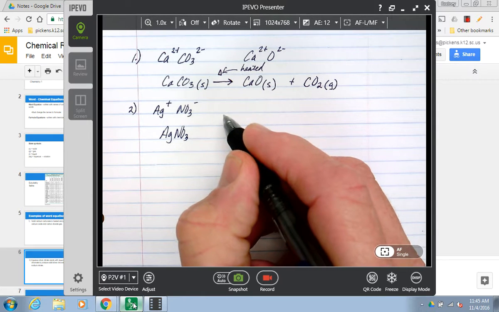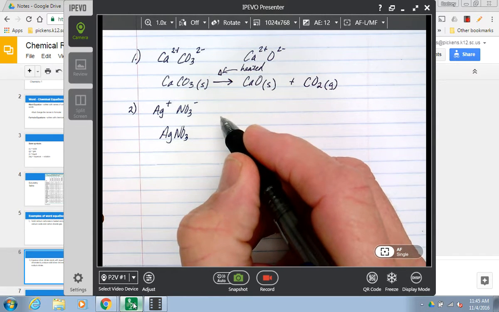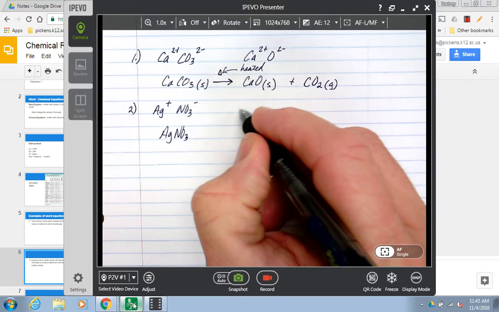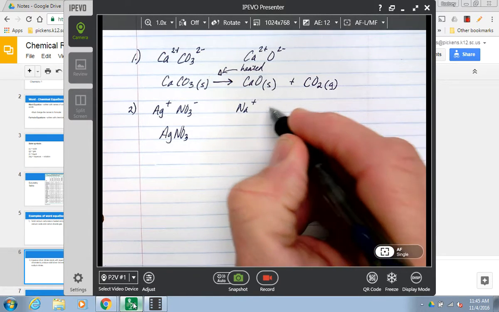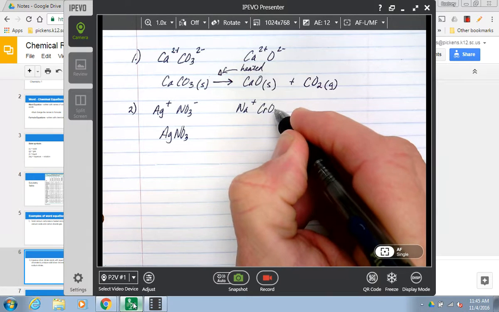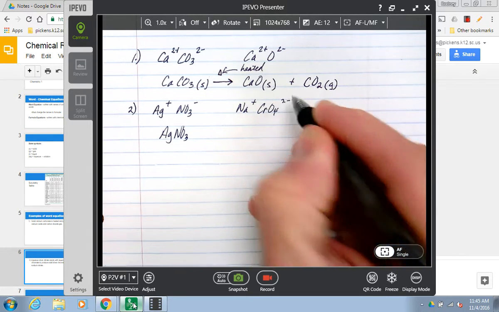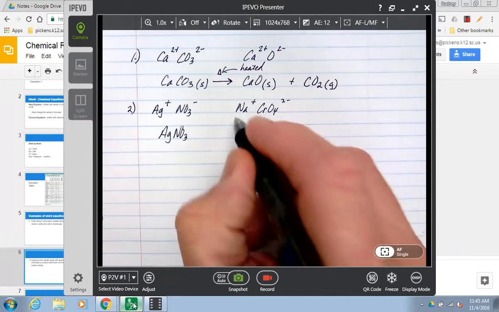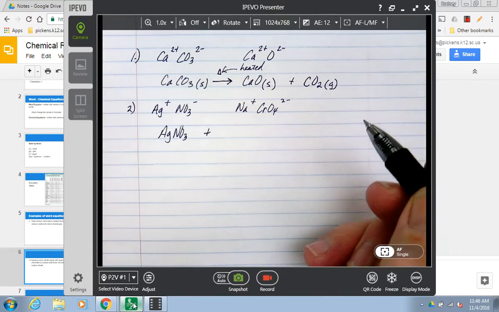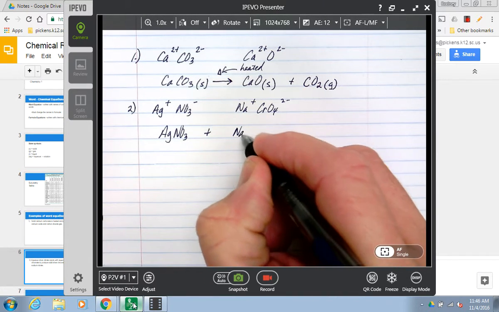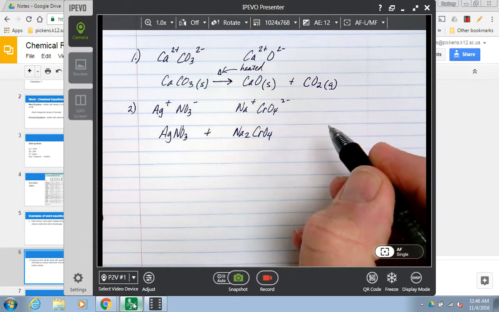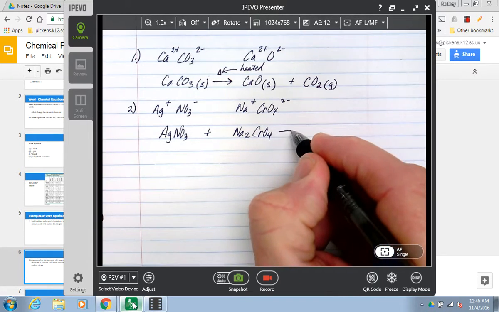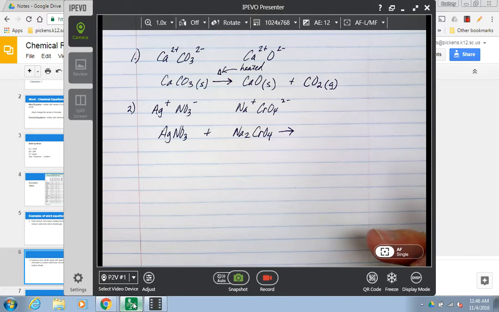And then it says it reacts with aqueous sodium chromate. So sodium is Na, it's a group 1 element, so it's positive charge. Chromate is CrO4, and it is a 2 negative charge. So we're going to write plus because it reacts with, and we're going to write Na2CrO4. All right, then it says to produce. When you see that to produce or makes or forms, you're going to put the arrow right there.